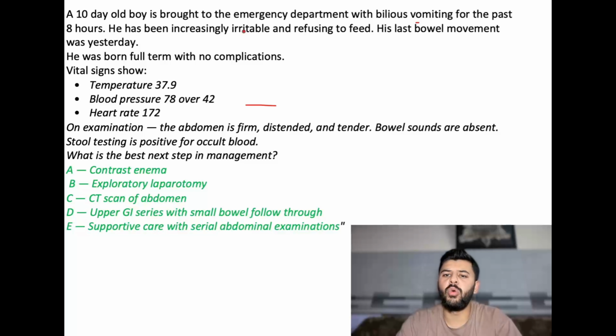Bismillahirrahmanirrahim. A 10-day-old baby, shock, acute abdomen. What do you do first? 45% of the doctors got this wrong. Let's find out if you're one of them or not.